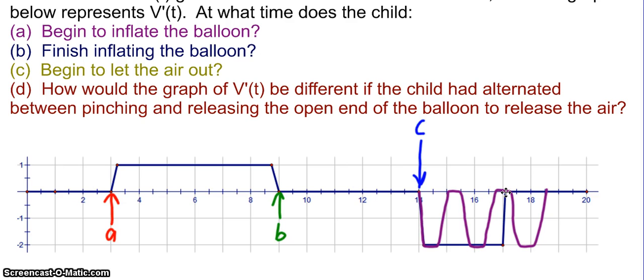So then part D is asking, how would the graph of V prime of t be different if the child had alternated between pinching and releasing the opening of the balloon to release the air? It would look something like this, where you would keep bouncing up and down as you are releasing air, stop releasing air, releasing air, stop releasing air, and so on.